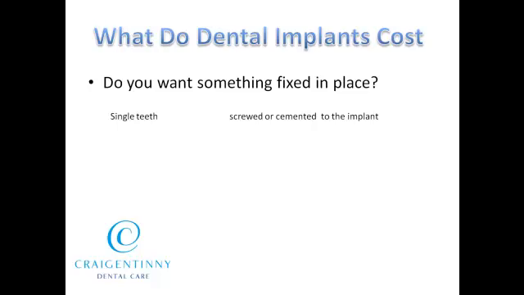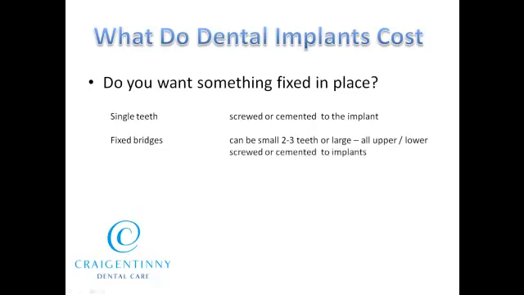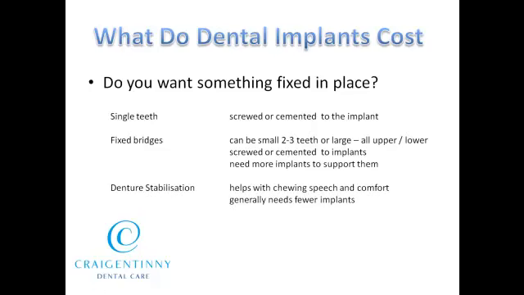So, next factor is if you want something fixed in place. Single teeth generally are made as crowns that are screwed or cemented down on top of the implant, and they're fixed as close to permanently as dentistry gets in place. For bridges, they can be small, involving 2 or 3 teeth, or they can be all of your upper or lower teeth. And again, these can be screwed or cemented into place. There's also a process that we use called denture stabilization, and this uses a smaller number of implants, and it helps to steady a denture, particularly a lower one that is loose or wobbly or making chewing a bit more difficult, and it can be quite a nice treatment to help make your dentures easier to get along with.